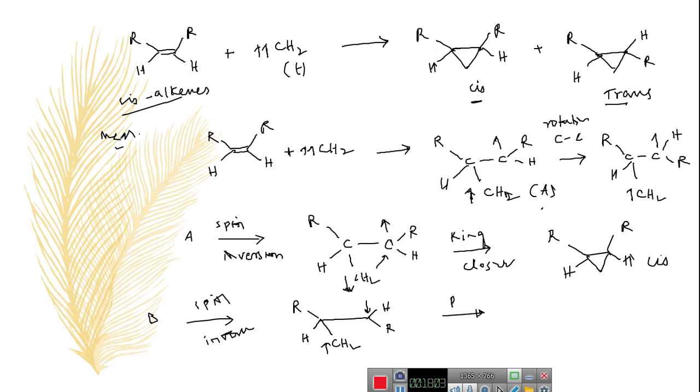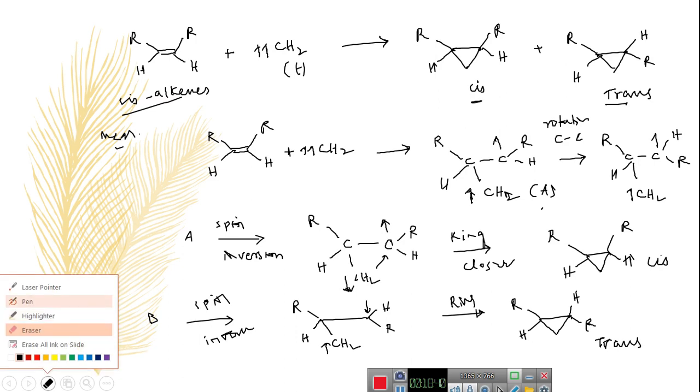And then ring closing takes place, which produces the cyclopropane derivative, which is trans. So that is the reason behind the production of a mixture of cis and trans isomers as products. What is the reason? The involvement of these diradicals of this triplet state during the reaction, which produces a mixture of cis and trans.